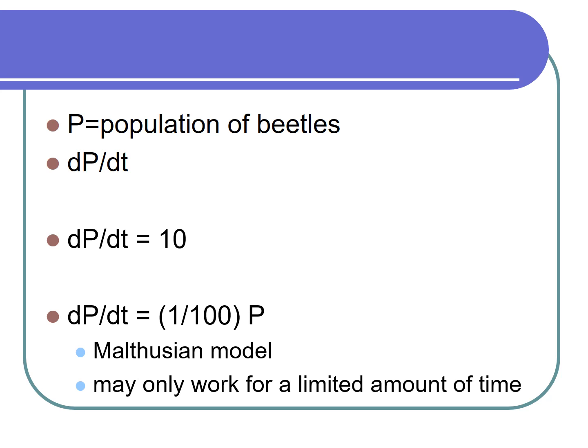This is referred to as a Malthusian model for population. And we find it works sometimes, but usually only for a limited amount of time. You know, it may work for a couple months or a couple years, and then the population tends to veer off from what would be predicted by this model. So that's something, as we go along, we may come back to and try to fix.